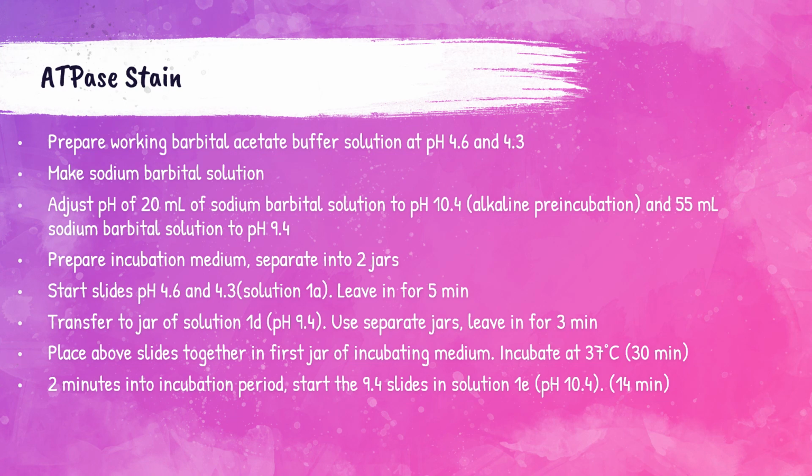The procedure for the ATPase stain is as follows. You want to prepare a working barbital acetate buffer solution at both pH 4.6 and 4.3. Then you want to make a sodium barbital solution. You want to adjust the pH of 20 milliliters of that sodium barbital solution to a pH of 10.4, which serves as the alkaline pre-incubation, and 50 milliliters of sodium barbital solution to a pH of 9.4.